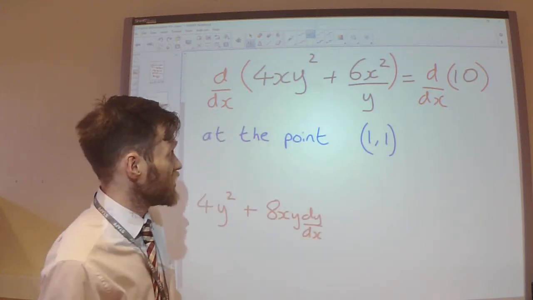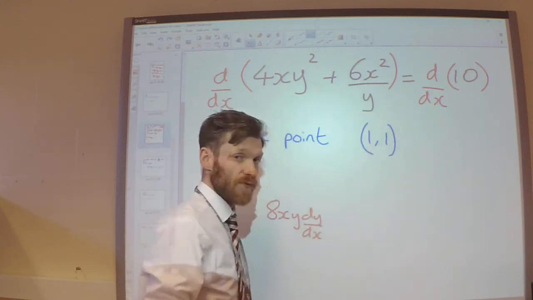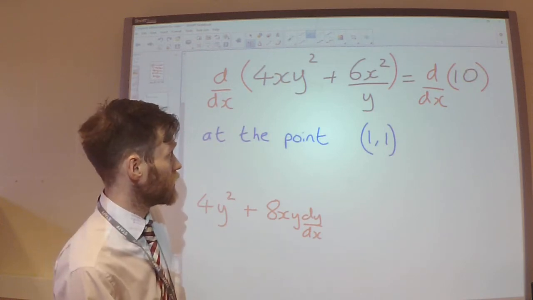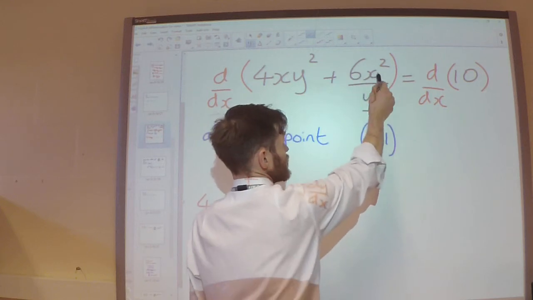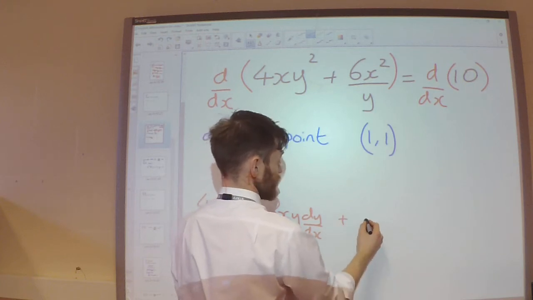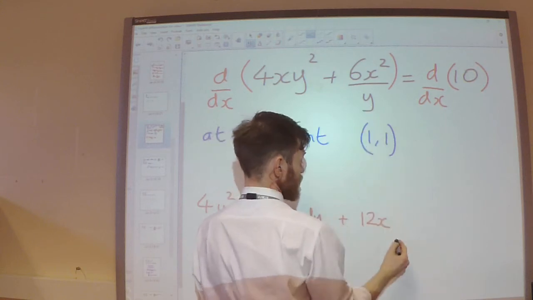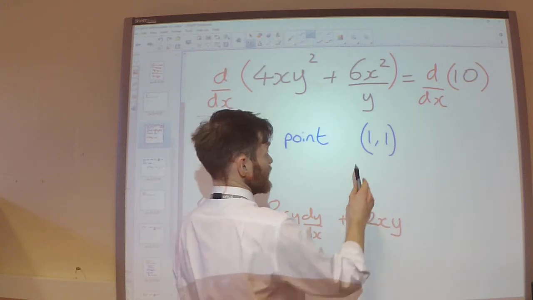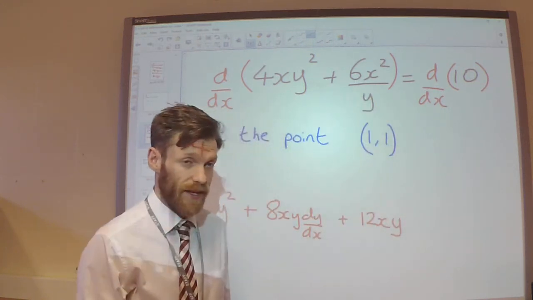Okay, so that's differentiating this part here. Now I'm going to need to differentiate this term here, the 6x squared over y. And I'm going to use the quotient rule to do this. So, first of all, differentiating my 6x squared. Well, that's nice and simple. That's going to give me a 12x, and that needs to be multiplied by the y.